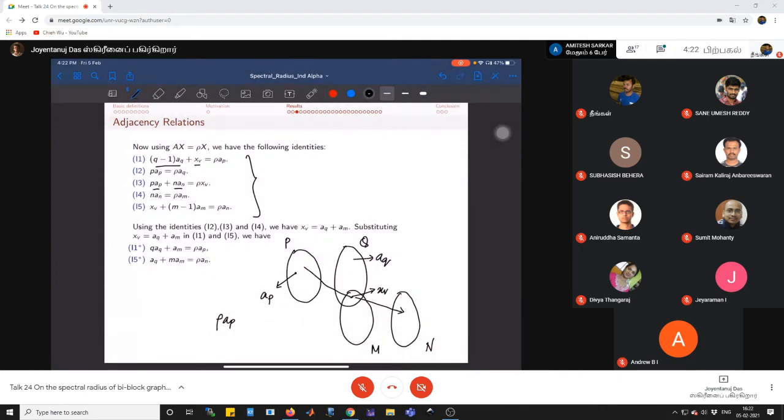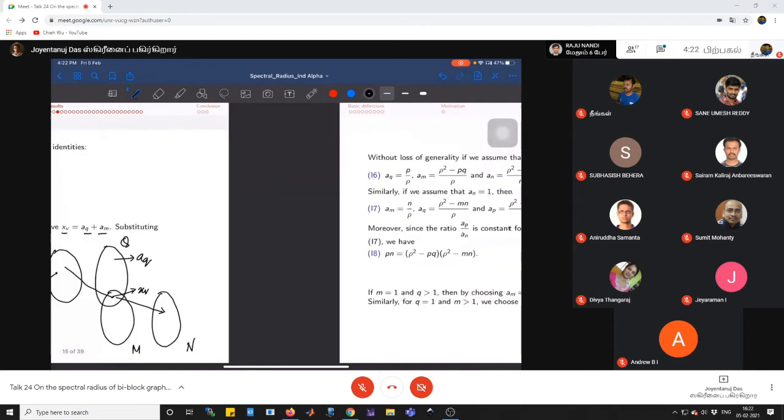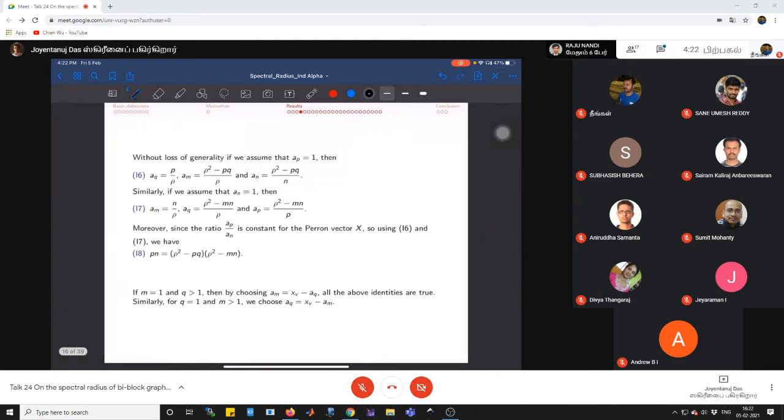Now, using the identities, we can see that the entry XV is nothing but the sum of these two entries, AQ plus AN. Intuitively it also comes because the vertex V is shared by both partitions Q and N. So it is actually the sum of the two parts, that is AQ and AN. So using this, we got some identities. I'll tell later when it is used.